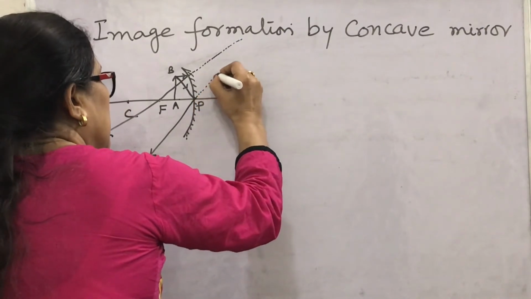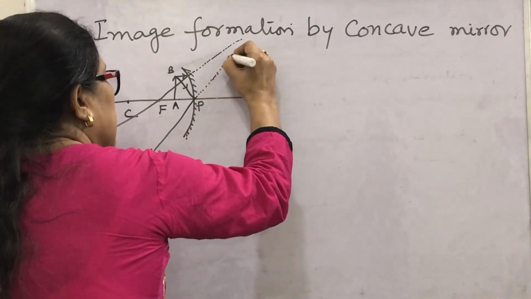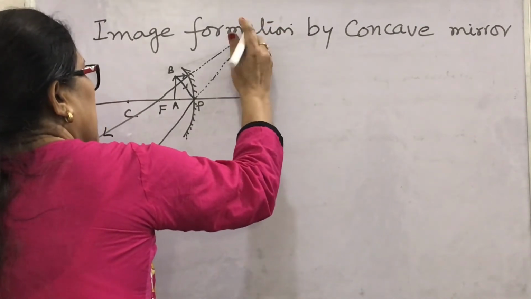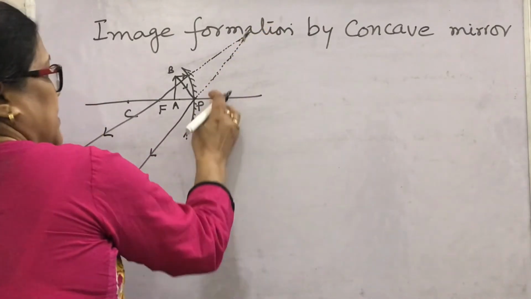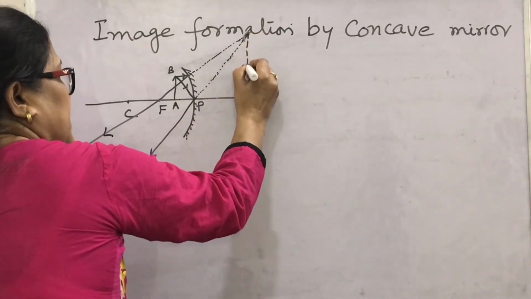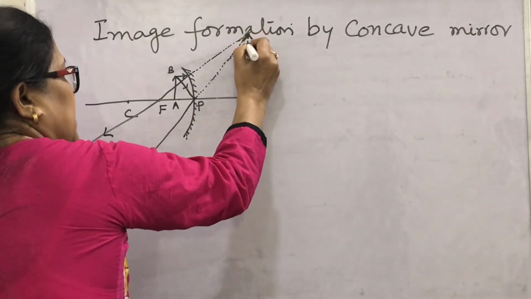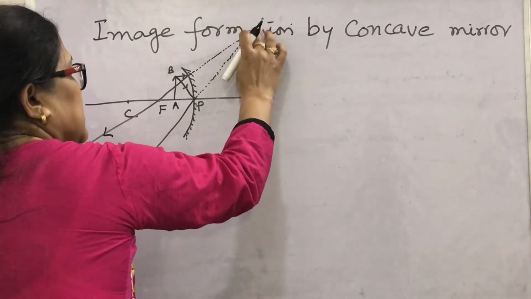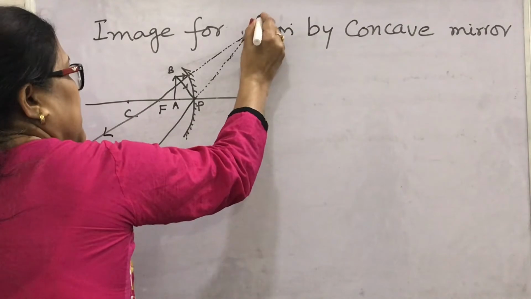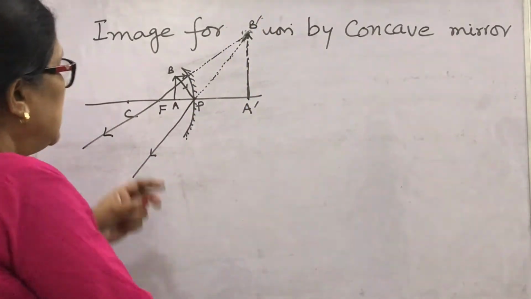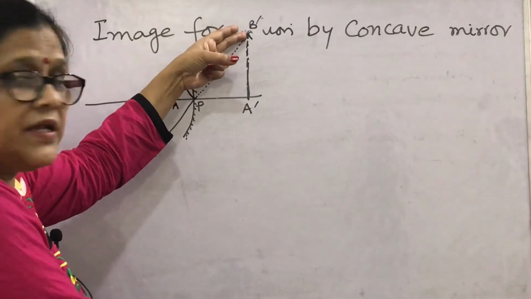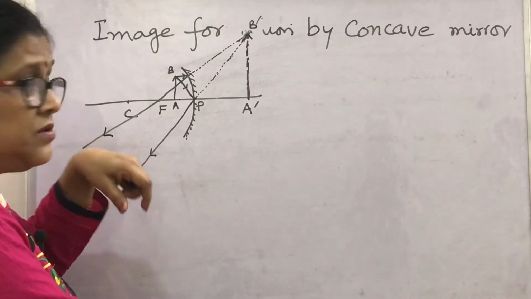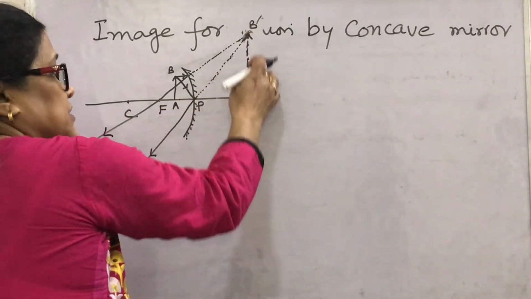Take your scale and pencil, and you have to extend these rays back behind the mirror. Where will they meet? This is the point where they are meeting, and this will be the virtual image. Why is this image called virtual? Can you tell? This image, A dash B dash, is called a virtual image because the rays are not actually meeting here to form the image. You have to extend back.